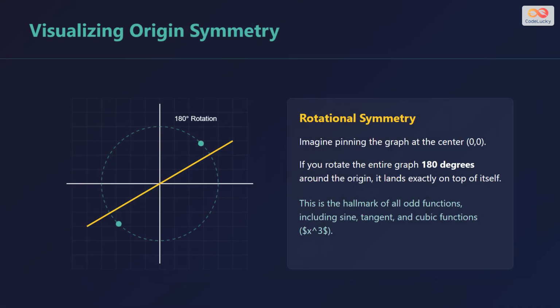What does rotational symmetry look like? Imagine pinning the graph paper at the center, the origin (0, 0). If you rotate the entire graph 180 degrees, an odd function will land perfectly on top of itself. This is true for the sine function.